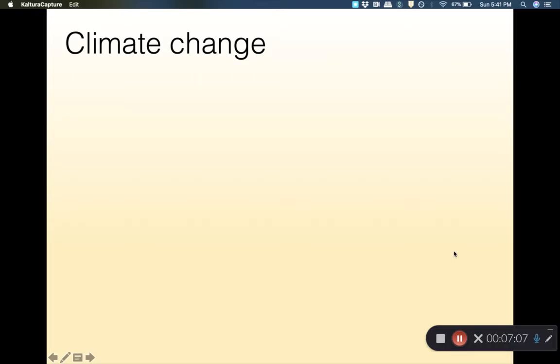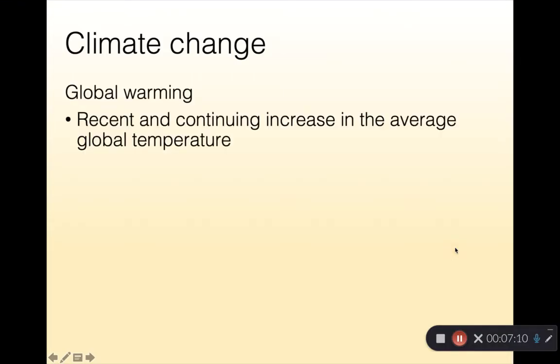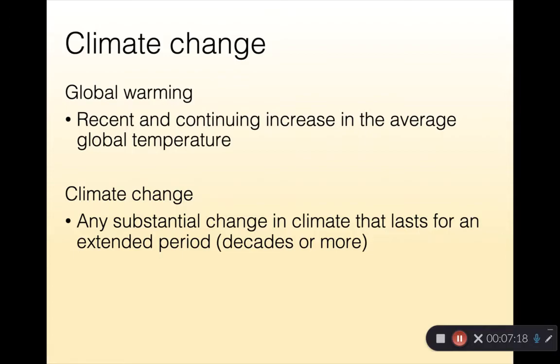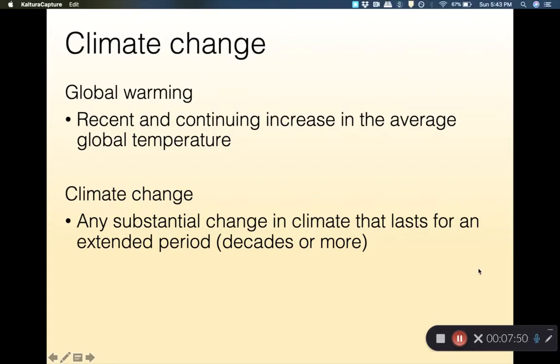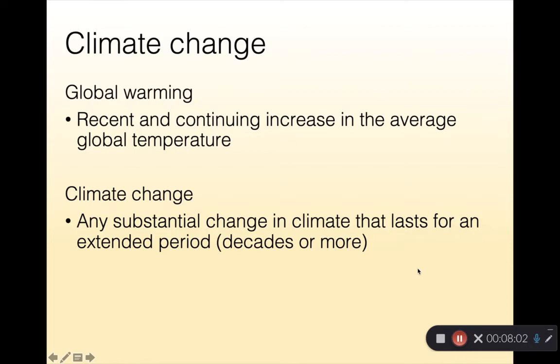That moves us on to climate change. We know that global warming is the recent continuing increase in the average global temperature, whereas climate change is any substantial change in the climate that lasts for an extended period. This is how scientists talk about these specific features. Climate change has happened in the past, and we're really talking about this extended period of time. That's when we start thinking about what's happening currently. We know that humans are ultimately causing the most substantial change in our climate, and we're going to talk more specifically about that in later lectures.